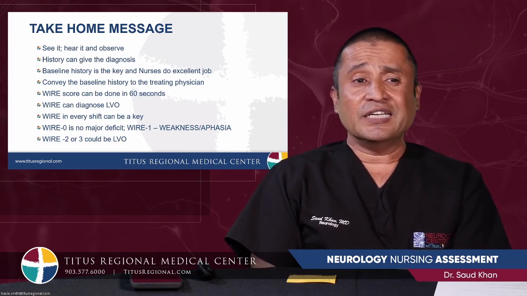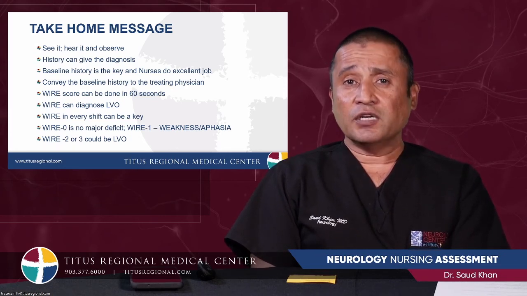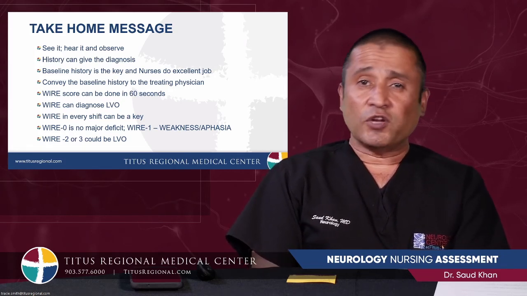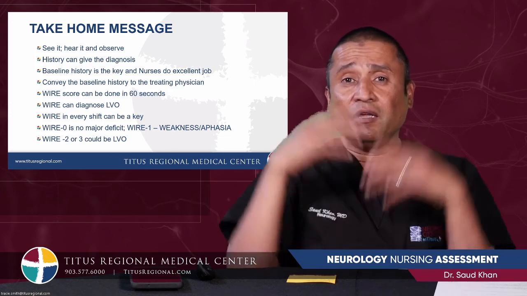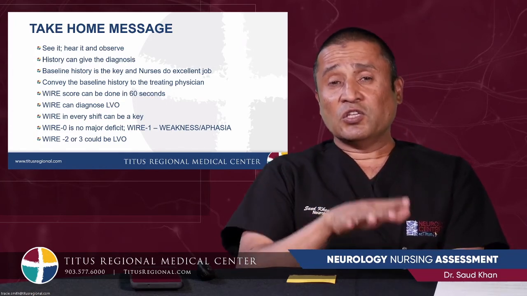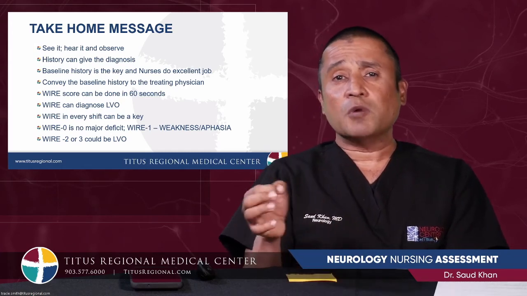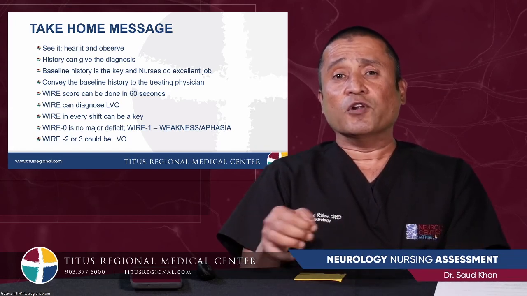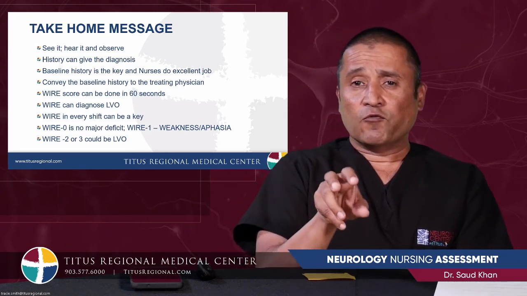The WAVE score can be done in 60 seconds. It's not rocket science. It is weakness, inattention, repetition of the phrase, and eyeball deviation and vision. Okay? There is only weakness, no numbness. We don't care about numbness in this context because even if a patient has numbness, it could be a very small stroke, and the chances that the patient will recover fully are very high. So that's why the WAVE score is very much focused on that.